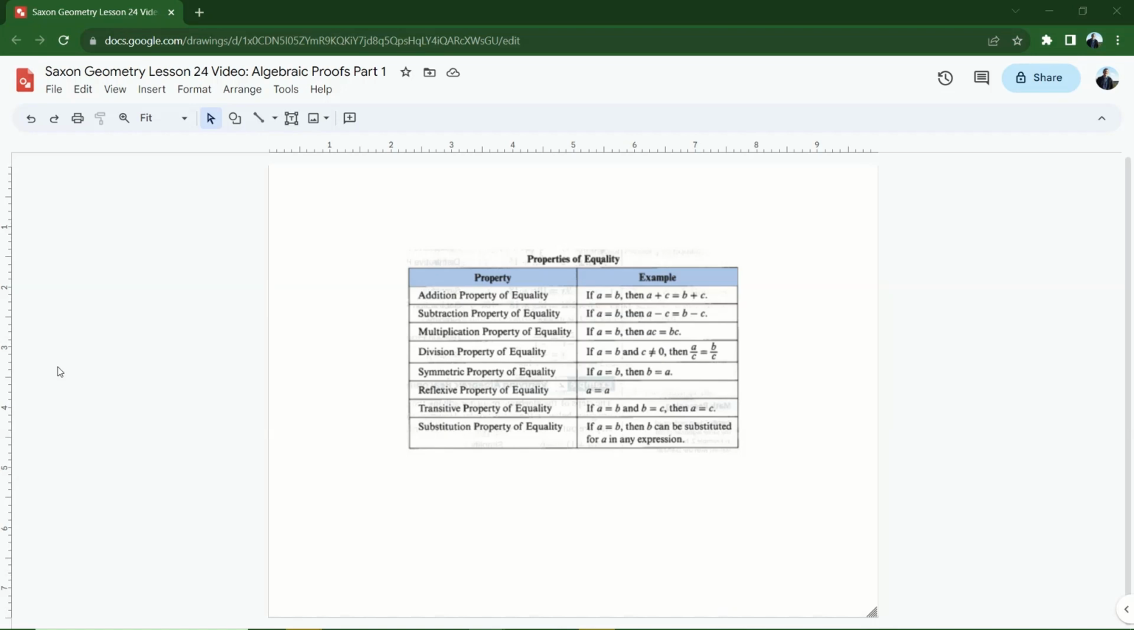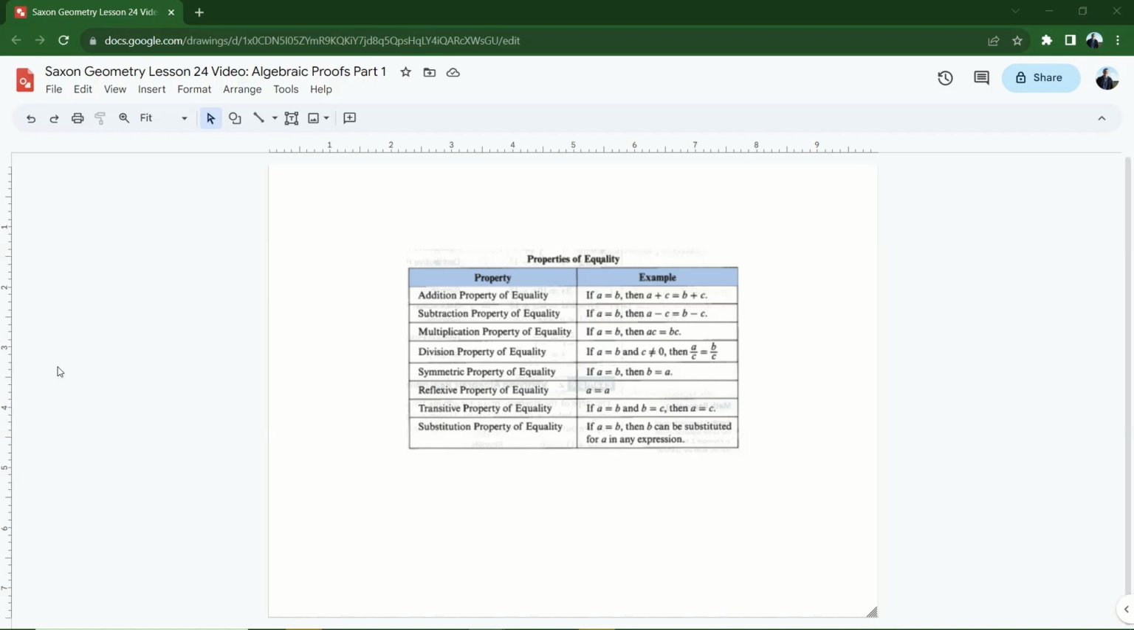The first four of these are essentially the rule. If you do something to one side of an equation, you have to do the same thing to the other side. The addition property: if you add something to one side, you need to add the same thing to the other side of the equal sign. Subtraction property: if you subtract something on one side of the equal sign, you have to subtract the same thing on the other side of the equal sign.